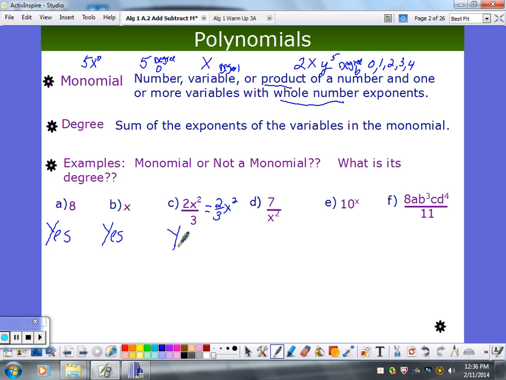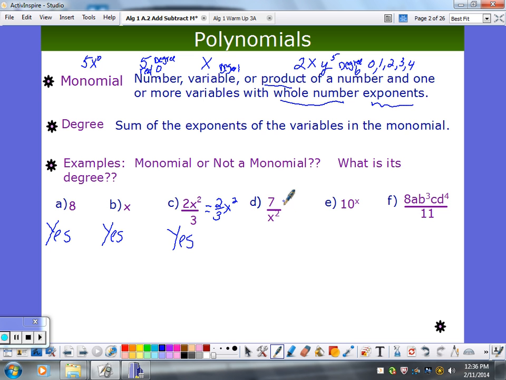Why is this yes? What has to be a whole number? The exponent. Does the coefficient have to be a whole number? No, it just says number. This needs a real number. Is 2/3 a real number? Yes. Is it multiplied times a variable with a whole number exponent? Yes. It is a monomial. Thank you for asking that.